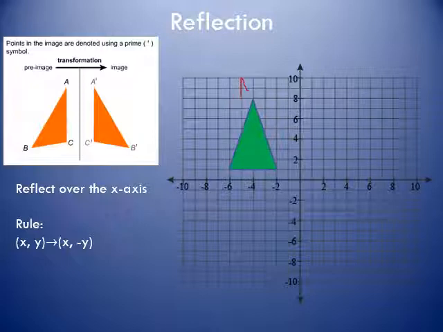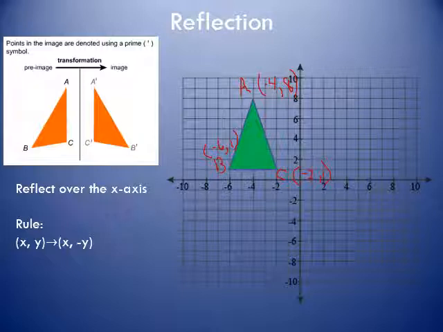So if we go ahead and remind ourselves, this was A, and that was -4, 8. And this was B down here, and that was -6, 1. And this is C down here, and that's -2, 1. So there's our 3 vertices or corners for the triangle. So the rule for reflecting over the x-axis is really similar. If you notice in the previous one, your y value stayed the same. For this one, your x value stays the same.